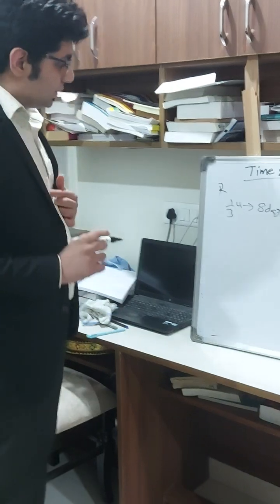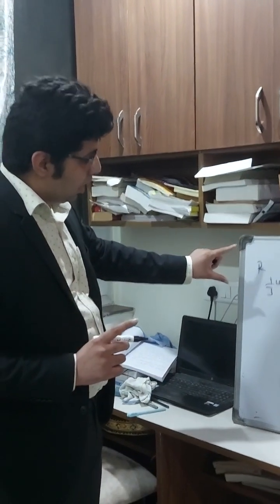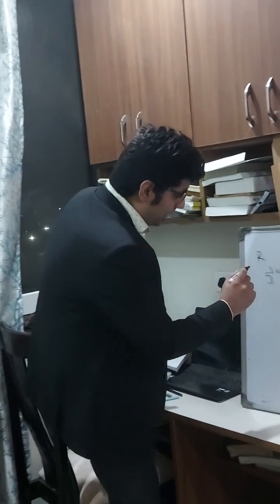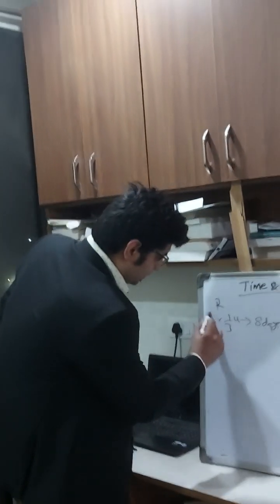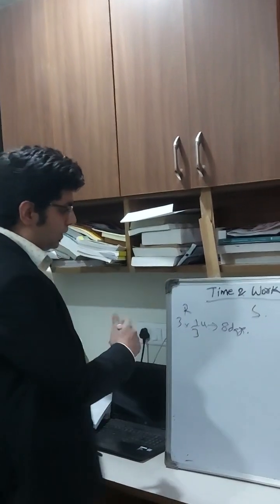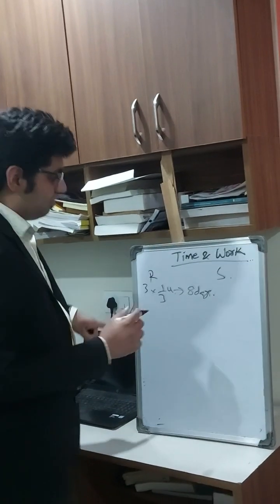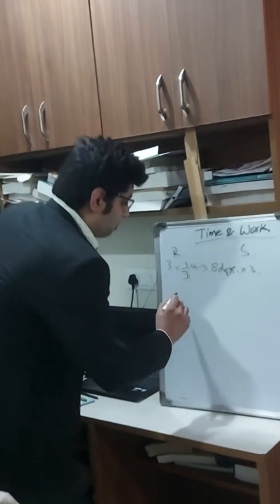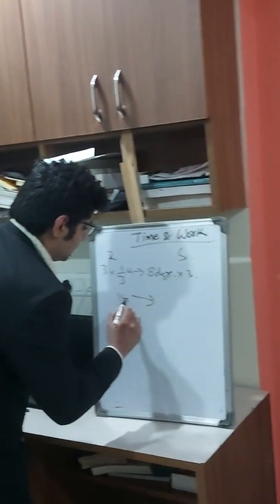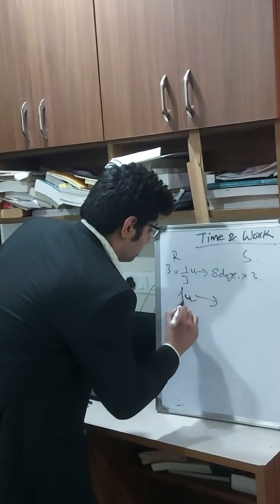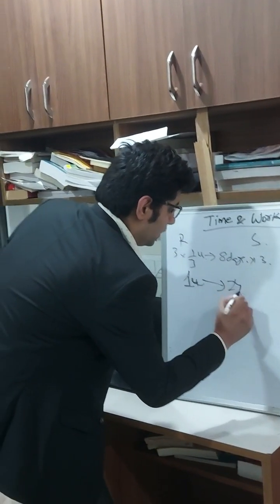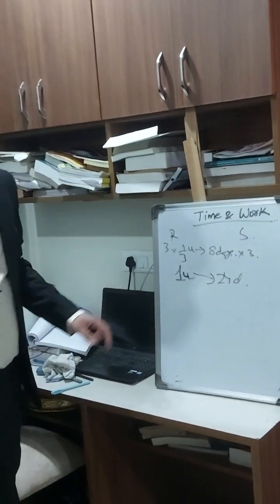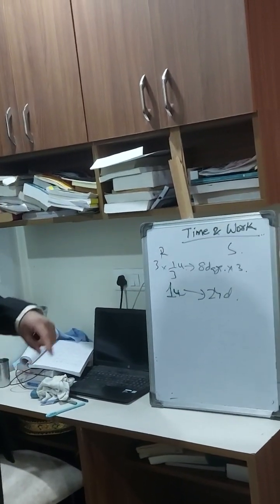So we see 1/3 unit of work is done in 8 days by Ram. So that means 1 unit of work will be done by Ram in how many days? If we multiply the LHS by 3, it will become 1 unit. Because we multiply the LHS by 3, we need to multiply the RHS also by 3. Right? So 1 unit of work would be done in 24 days by Ram.